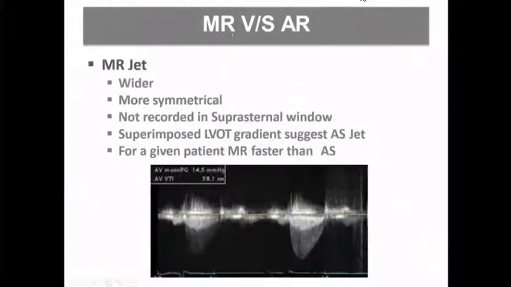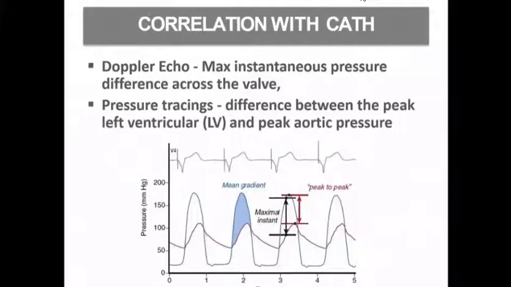So like this, with MR versus AR, you get the wider jet. If you have picked wrongly for the MR, you have to get the wider jet. The AS jet will be quite narrow, and the more symmetrical superimposed envelope suggests the LV jet. So whenever you see this, the color Doppler should show whether MR is there or not. You should exclude the MR, otherwise you will wrongly diagnose.